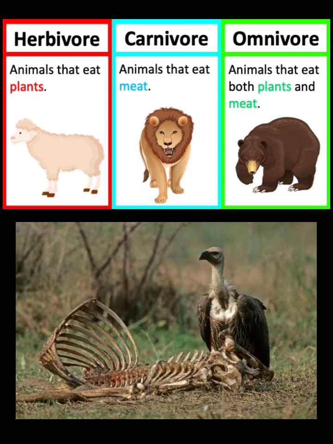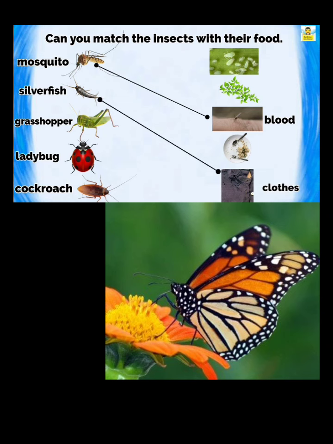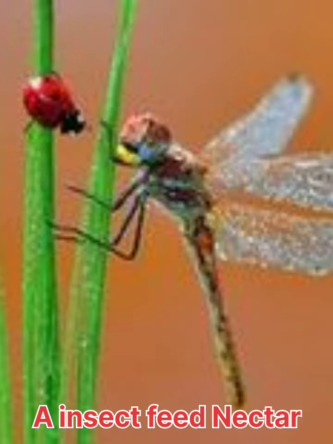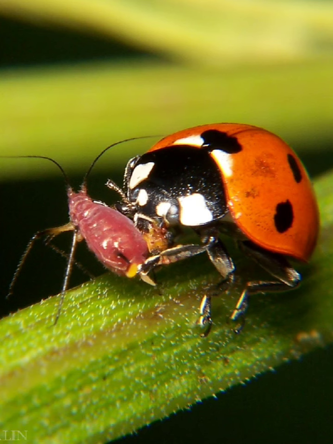Now we discuss the food habits of other animals like insects. As we know, insects are very small animals. Many kinds of insects feed on nectar from flowers, like bees, butterflies, moths. Nectar means ras. Bees, moths, butterflies have straw-like mouths to suck nectar from flowers. Some insects such as dragonfly and ladybird beetle eat other insects.